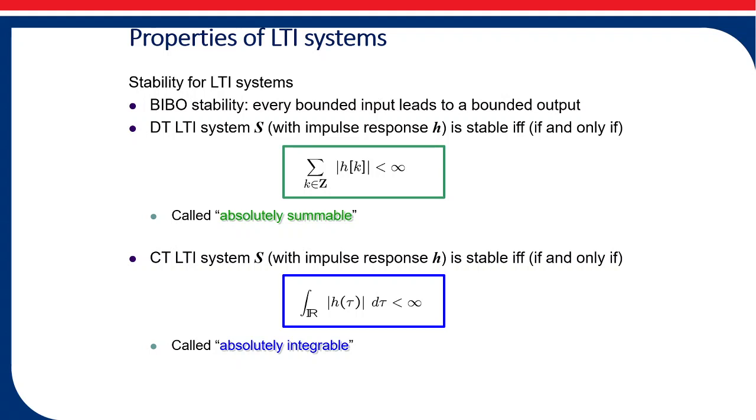So if that summation is less than infinity, then definitely the system will be a stable system. For bounded input, the output also will remain bounded. For continuous time, it will be the integration of mod of h of t. It should remain less than infinity, then the system will be stable. This equation will be absolutely integrable. The system will be BIBO stable.